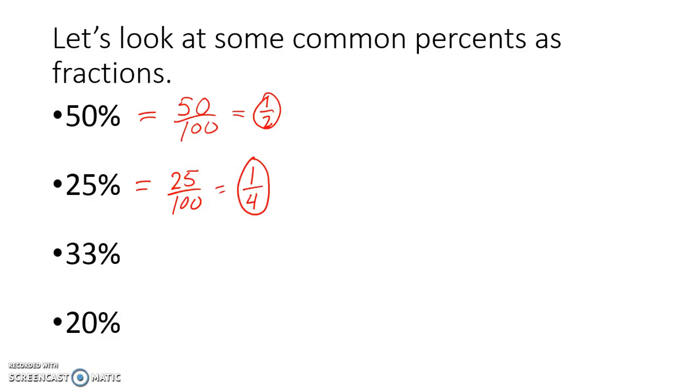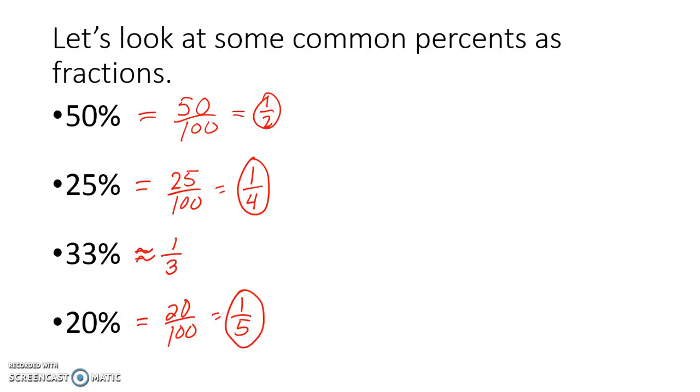33% is a little trickier because that's actually a rounded percent, and that's going to round to 1/3, because 0.333333333 is 1/3. So we're going to say 33% is about 1/3. And finally, 20%, which is 20 over 100, is going to simplify to be 1/5.